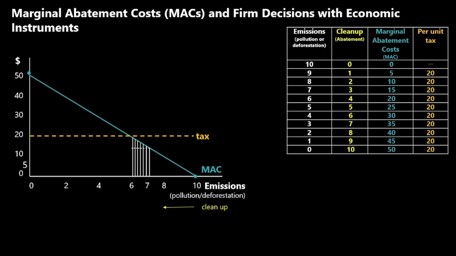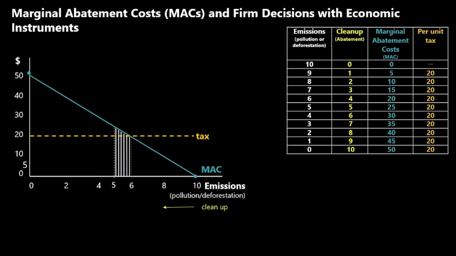Take it again, one more unit, we'd clean up 4 units, reducing our emissions here from a total of 10 to 6. That fourth unit would cost us $17.5. Again, we're adding up the area of that little triangle on top and the rectangle underneath. The firm would be comparing that to the tax they'd have to pay if they did not clean it up. And again, the cost of cleaning up is 17.5 and the tax is 20, which is higher. So the firm would decide to clean up that fourth unit, again, because it's cheaper.